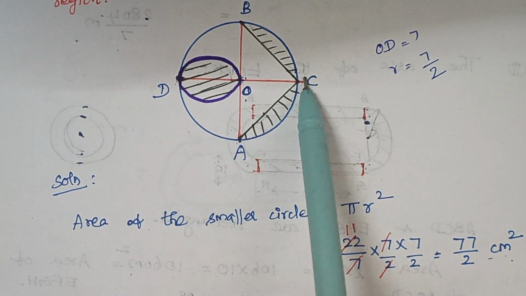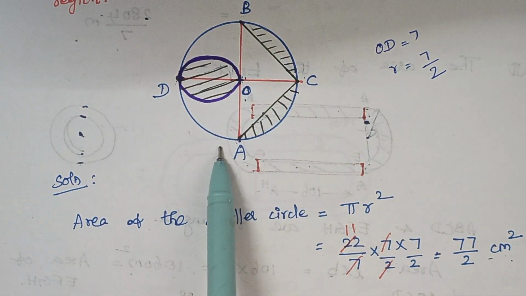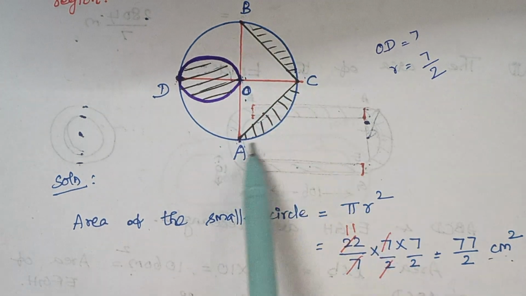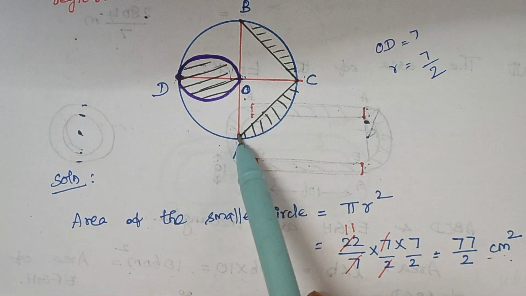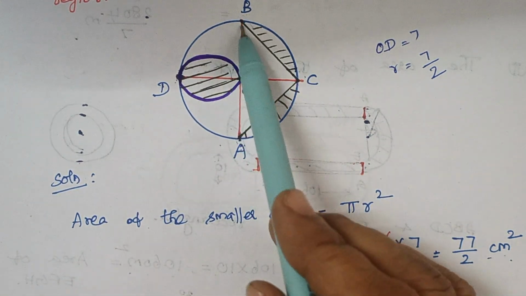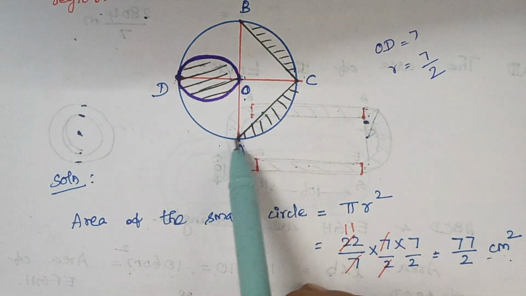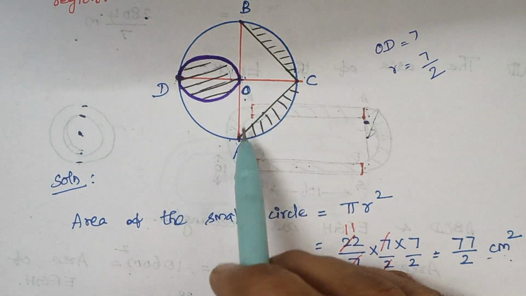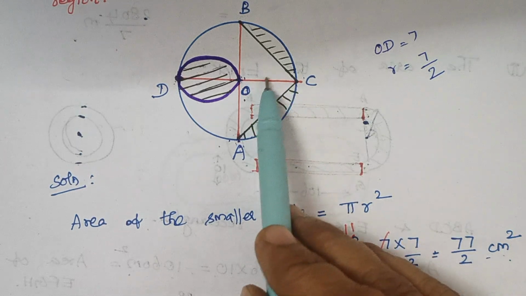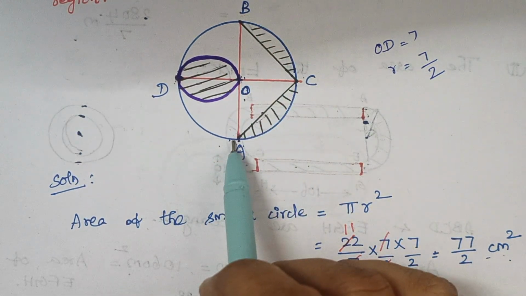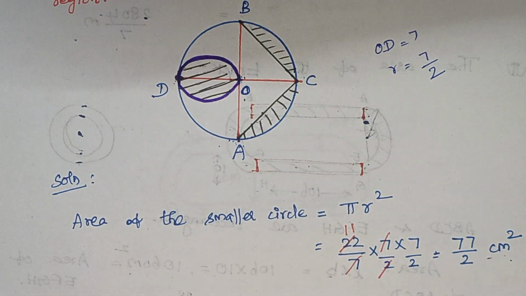So how to find this area? When you look at this part, this ABC is a semicircle. Then obviously, you see there is a triangle also. So once you find the area of the semicircle and the area of the triangle, you have to calculate these two things. Then when you subtract the area of the triangle from the area of the semicircle, it is the area of the shadowed portion.